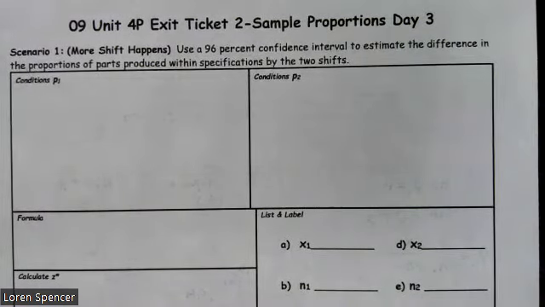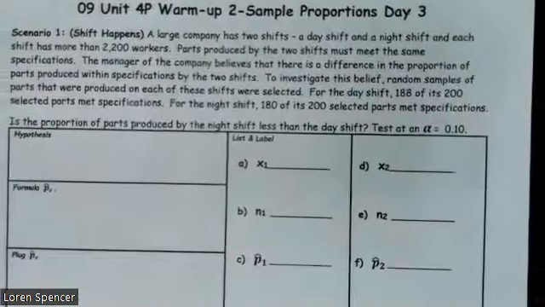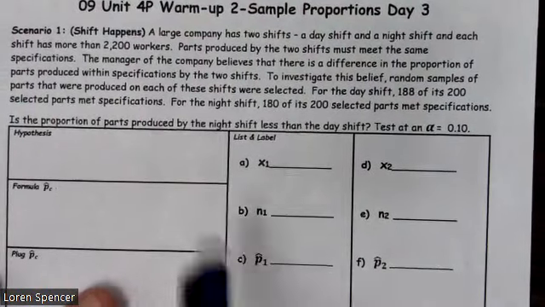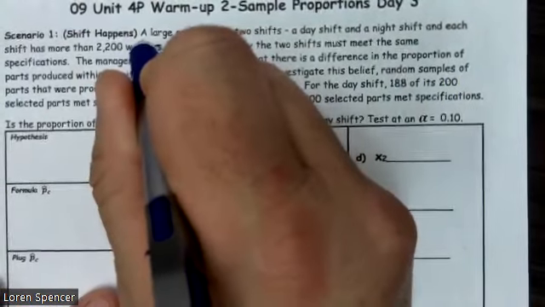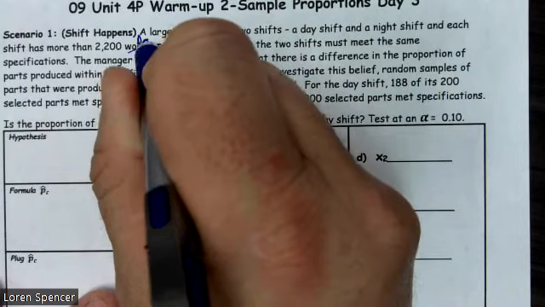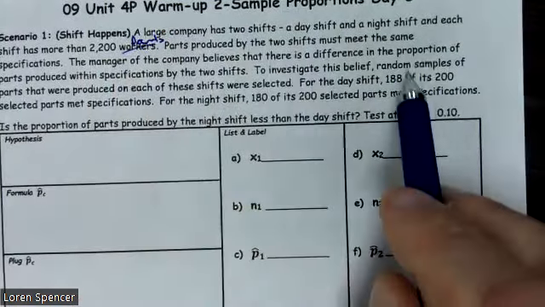This is the exit ticket, and the exit ticket is tied to the exact same problem set that we were working on this morning for the warm-up. The warm-up was shift happens. We had a large company with two shifts. This says has more than 2,000 workers. This should say creates more than 2,000 parts. So I'm going to go ahead and make that change.